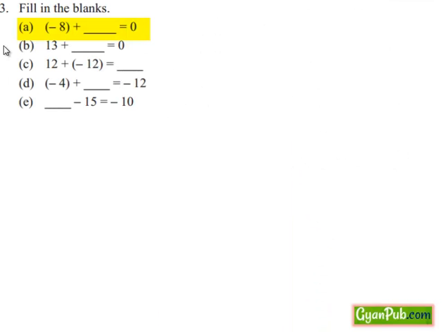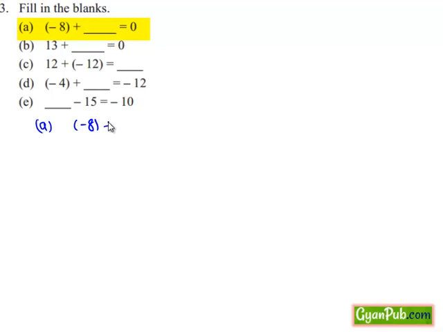Moving on to the third question, fill in the blanks. A. Minus 8 plus dash is equal to 0. B. 13 plus dash is equal to 0. C. 12 plus minus 12 is equal to dash. D. Minus 4 plus dash is equal to minus 12. And E. Dash minus 15 is equal to minus 10. Take down the first bit, A.